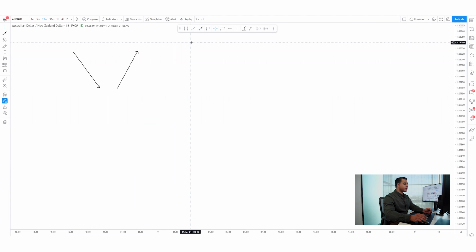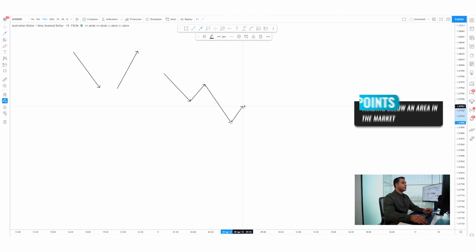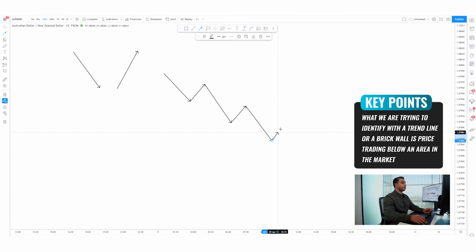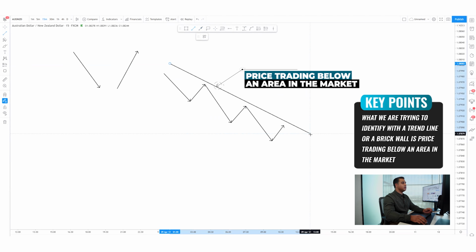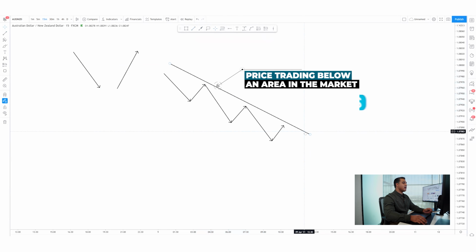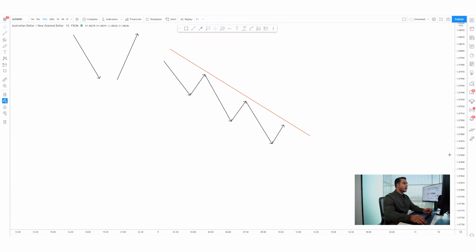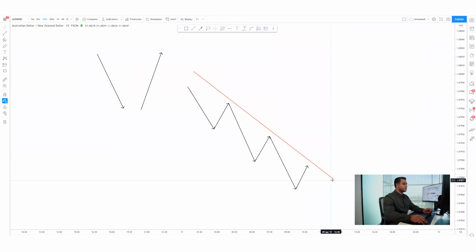If the trend is up, you're looking for buys. Now, there's also a very powerful concept that I use, which is something called the brick wall. You might know it as a trend line. I really don't want to get into the nitty gritty about what the name of it is, but the truth is, what we're trying to identify with a trend line or a brick wall is price trading below an area in the market. So just like you have support and resistance, with a trend you also have an area in the market where price trades below.